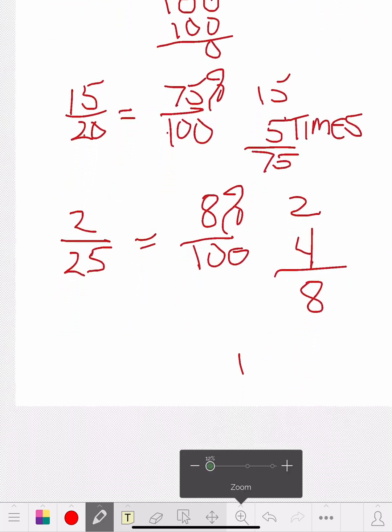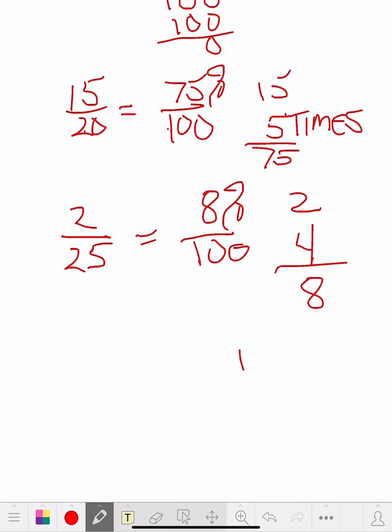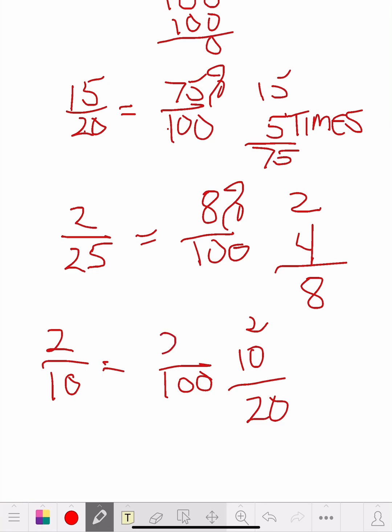Okay, let's do another one. 2 tenths. So we got 100 here. 10 goes into 100. How many times? 10 times. Times 2. 20. 20%.